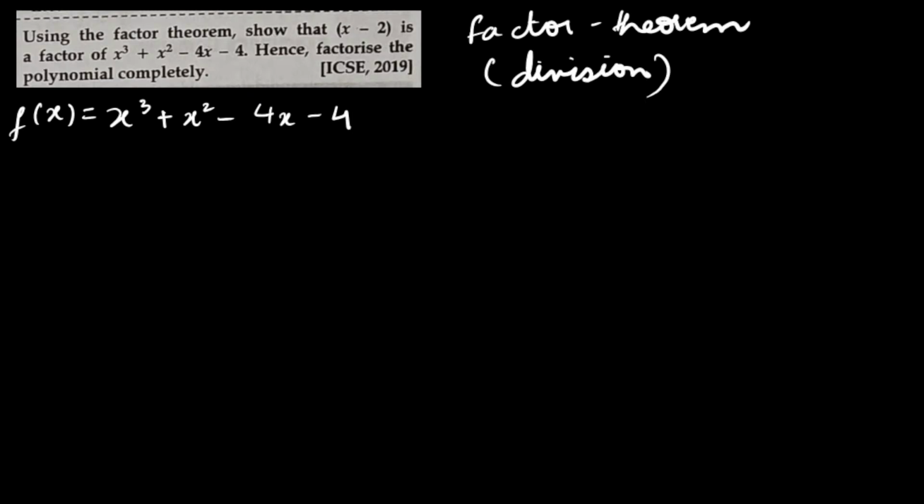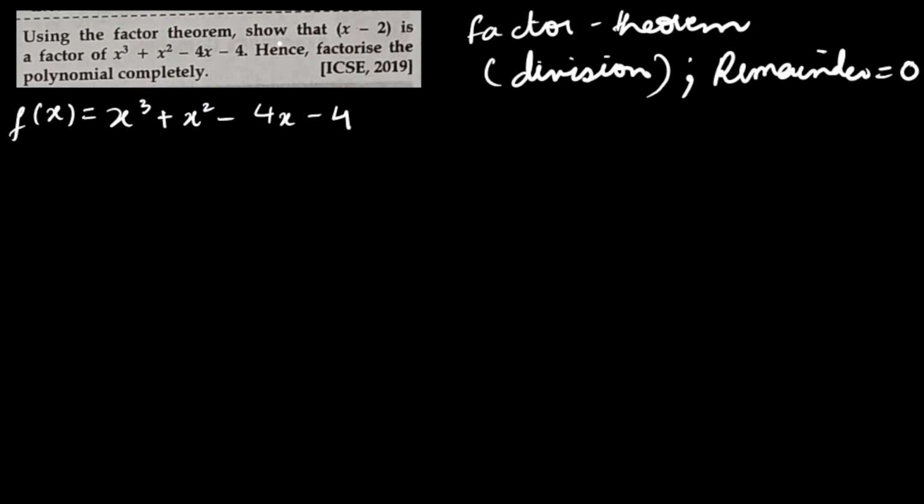So here it's mentioned using factor theorem. See, we have two theorems. One is factor theorem, the other one is remainder theorem. So whenever they mention factor theorem, what you have to do? In factor theorem, you have to do division. Actual division you have to do. So here also we will be doing division, and after doing the division we will just show that remainder is equal to 0.